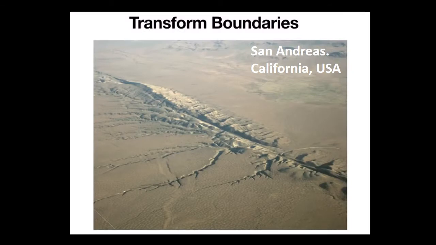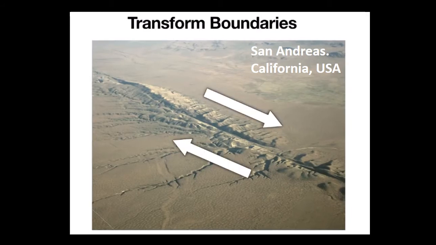This is an example of a place you can see a transform boundary on the surface. This is the San Andreas, and it's found in California. It's the one responsible for earthquake risks in cities like San Francisco and Los Angeles.